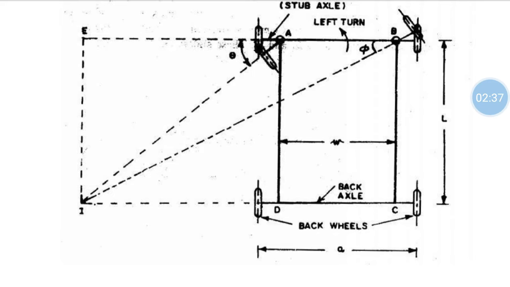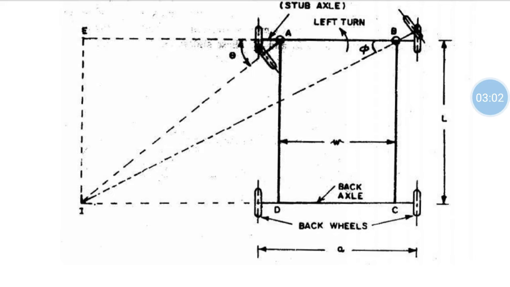If this link is not formed, this I point will not form. If that intersection point I does not form, there may be an accident, or all the four wheels will not be in contact with the road. There may be an abnormal condition of the wheels.